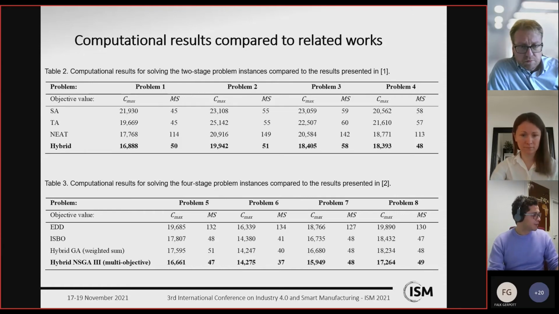Now going forward to the computational results of the 4-stage problem instances, a very similar tendency can be seen. For minimizing the max spans, we more or less achieve the best results in comparison to the hybrid GA, ESPO, and earliest due date, which are some simple heuristics and priority dispatching rules, against hybrid genetic algorithms based on weighted sum. I think there is only in problem 6, the hybrid GA would outperform minimally our suggested solution here in terms of minimizing the max span.